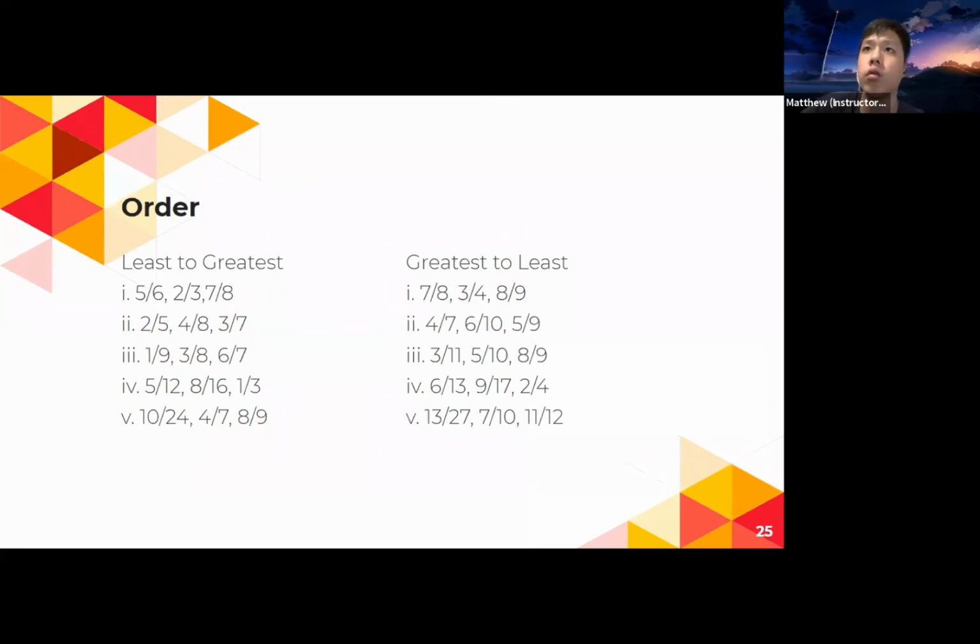does anyone know how to order the first one from least to greatest? As you should now know, as I've now taught you how to see which number is bigger. So, anyone know the answer?